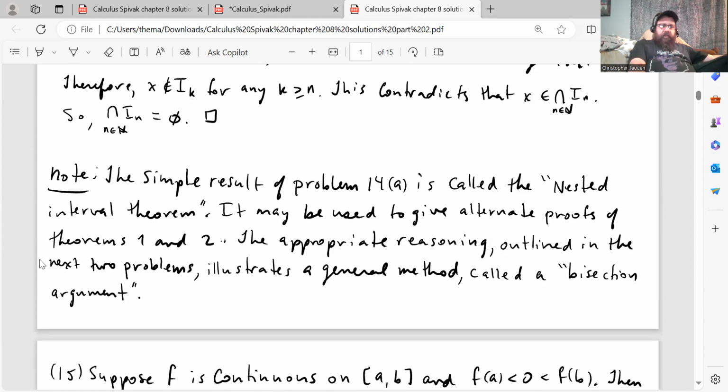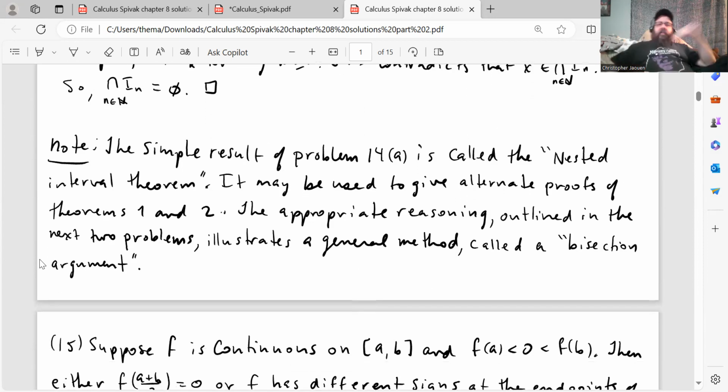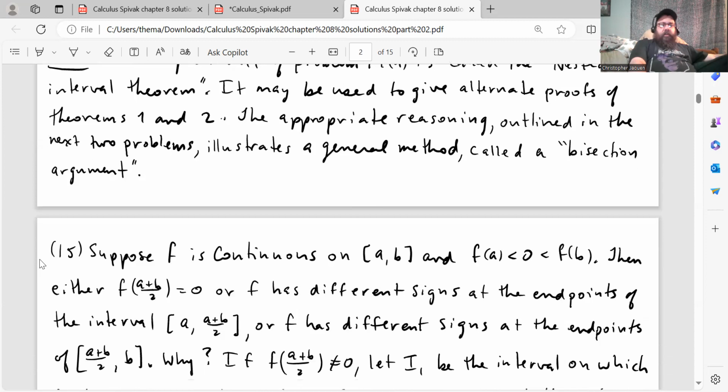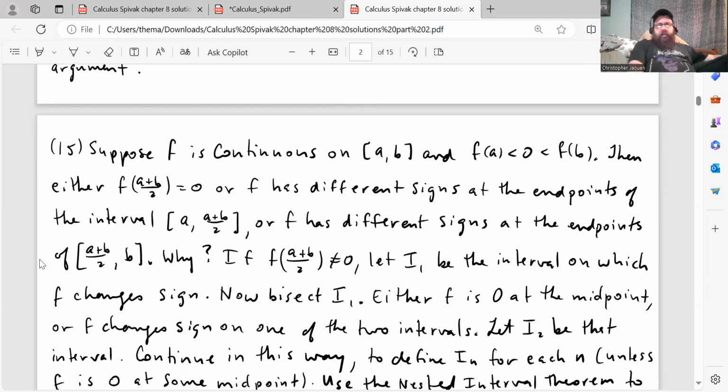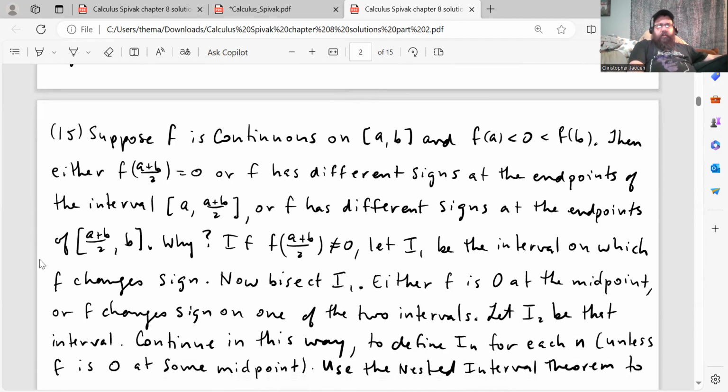Right? And then he has a note here. This is actually an important theorem in analysis. This is called the nested interval theorem. It may be used to give alternate proofs of theorems 1 and 2, which we'll actually do in a second. The appropriate reasoning outlined in the next two problems illustrates a general method called a bisection argument. So we're going to prove theorem 1 and theorem 2 using a bisection argument in question 15 and question 16.